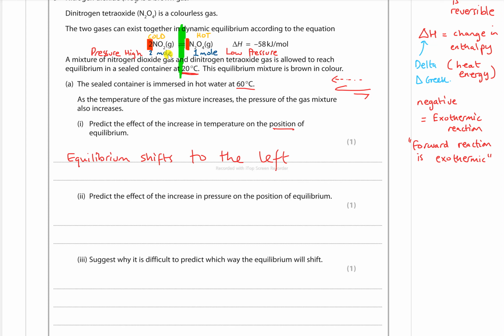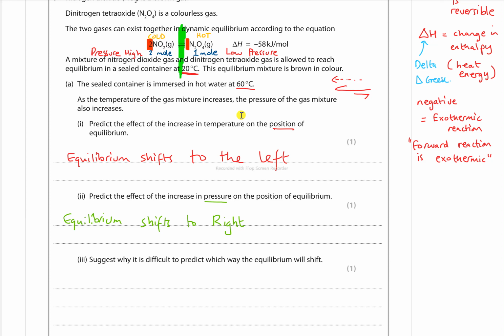Alright, what else is there? Temperature and position of the equilibrium. Okay, it just shifts to the left. That's it. It's not 2 markers. They're not asking why. Predict the effect of the increase in pressure. So here we go again. We're going to increase the pressure, and the system wants to go to the low pressure side. So the equilibrium will shift to the low pressure side, which is this side. The equilibrium shifts to the right.